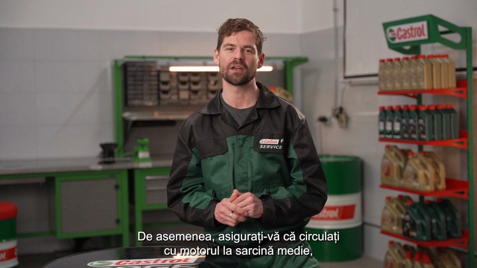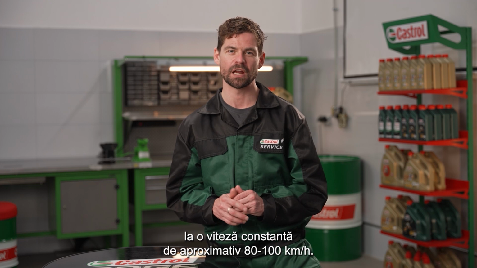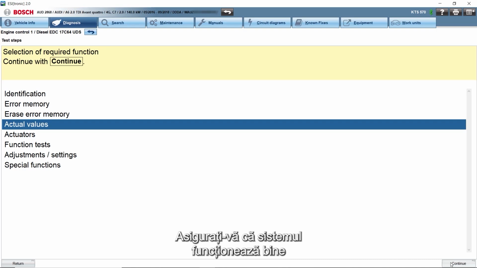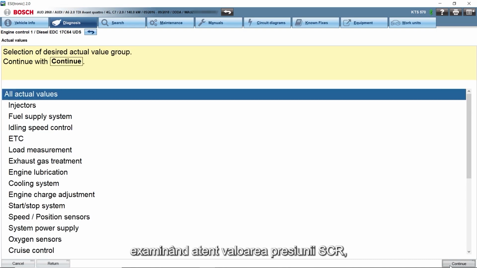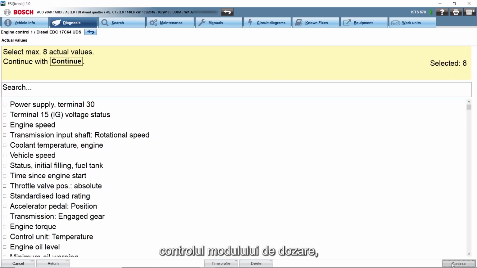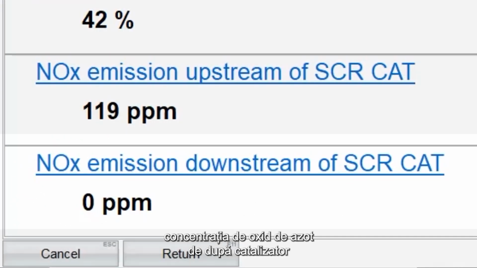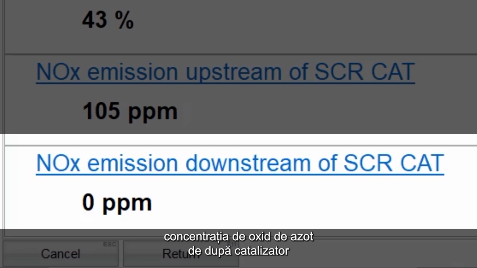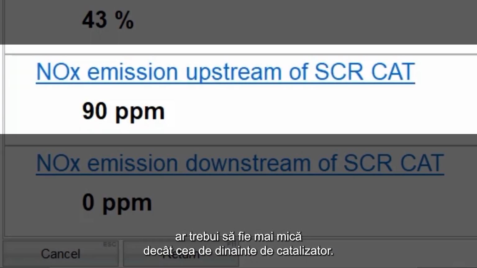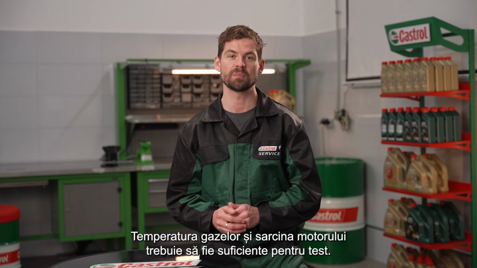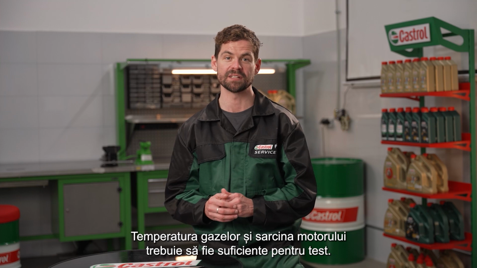Also, make sure that you're driving with a medium engine load at a constant speed of about 80 to 100 kilometers per hour. To make sure the system is working properly, take a close look at the SCR pressure value, the dosing module control, the nitrogen oxide, and exhaust temperature sensors. When the SCR system starts its dosing module, the concentration of nitrogen oxide after the catalytic converter should be lower than the concentration before the catalytic converter.